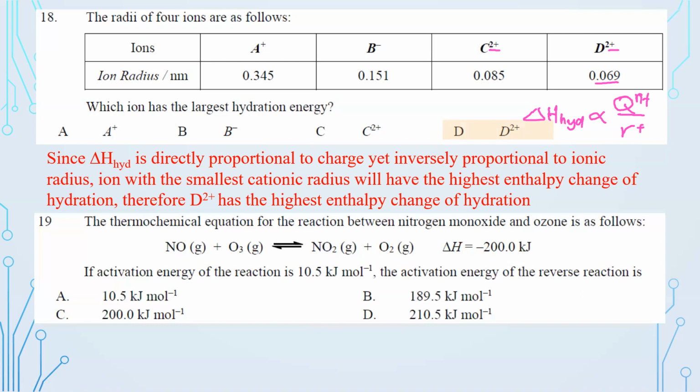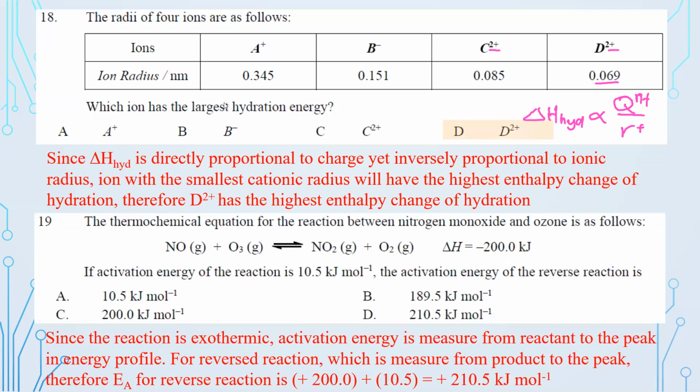Number 19, thermochemical equation for the reaction between nitrogen monoxide and ozone is as below. If the activation energy of the reaction is 10.5, what is the activation energy for the reverse reaction? So in here, I'm going to draw the diagram for you. In the energy profile, because this is an exothermic reaction, reactant high, product low. So this process is exothermic, so negative 200.